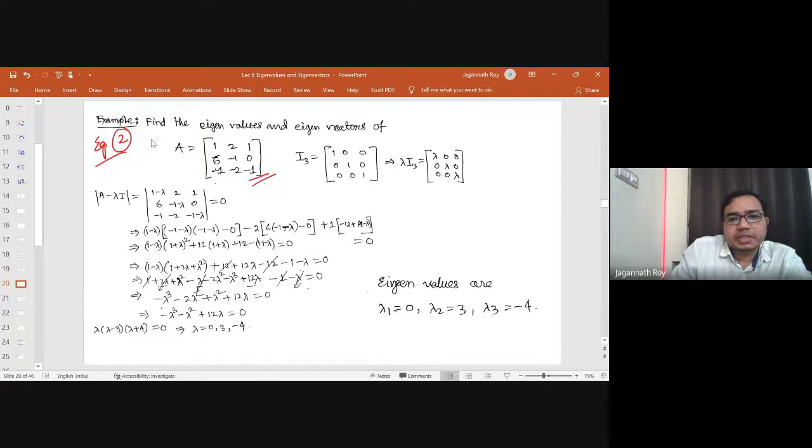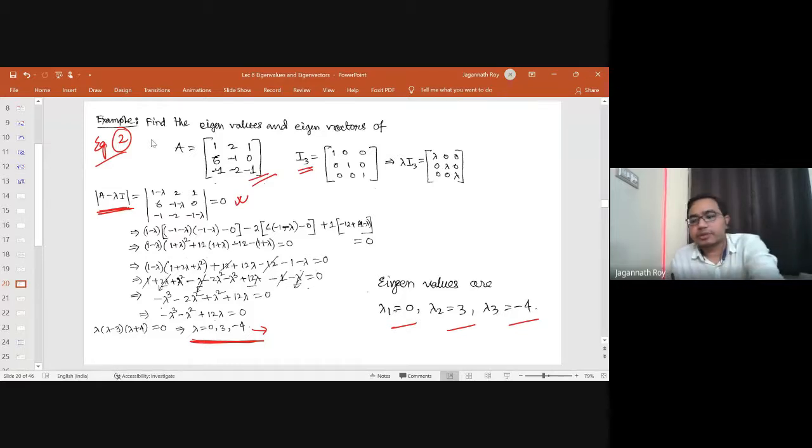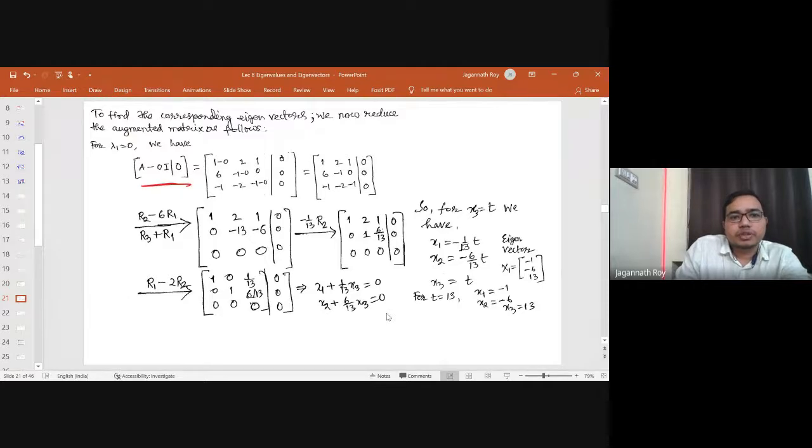If we have a 3 by 3 matrix, then we take I3 and set the determinant of A minus lambda I to 0 and try to find the values. Here the eigenvalues are 0, 3 and minus 4. So you have to find the eigenvectors now. Take the augmented matrix. The right hand side will always be 0 because we are trying to solve a homogeneous system. We do the row operations and reduce the system of linear equations.